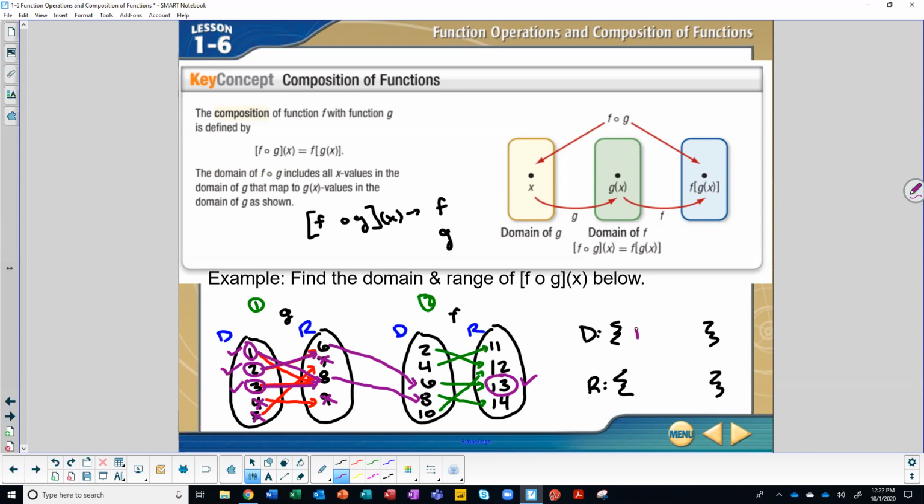So my domain is 1, 2, and 3. My range, I follow this connection all the way across, is 13 and 14. These are my good numbers. These are out. So my range is simply 13 and 14. So that's how domain and range work when you do compositions.